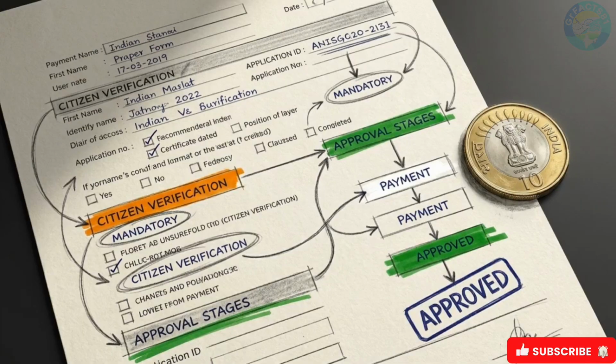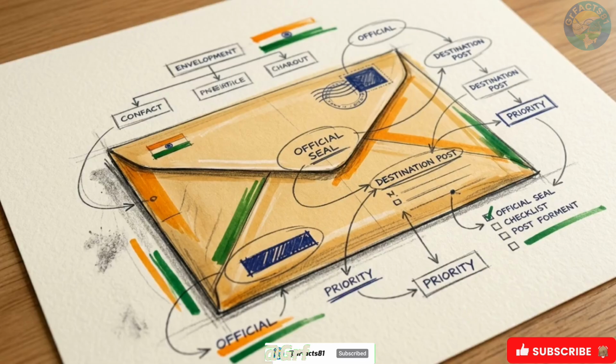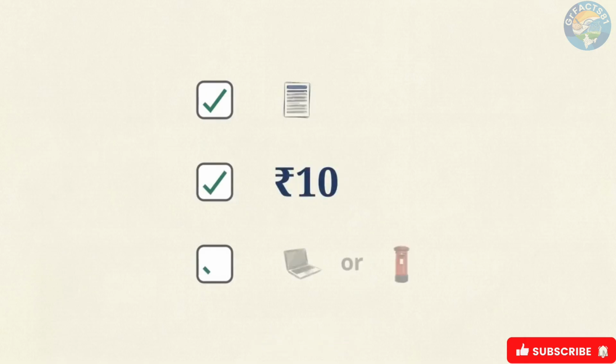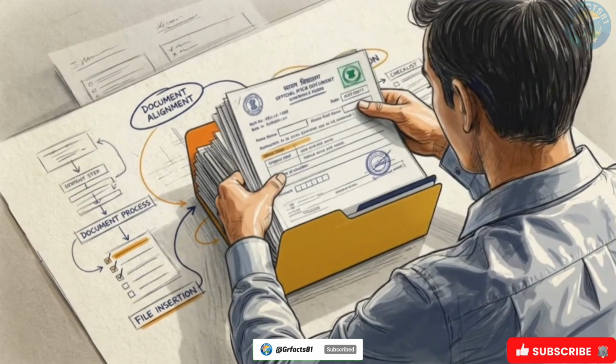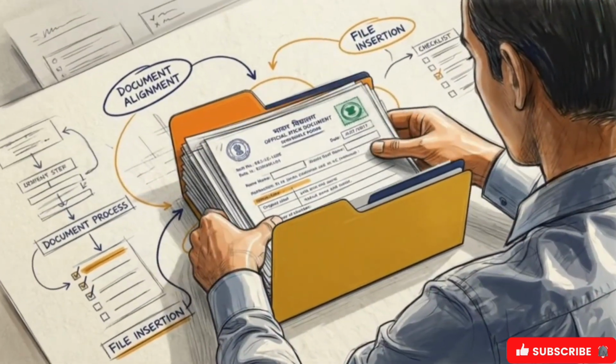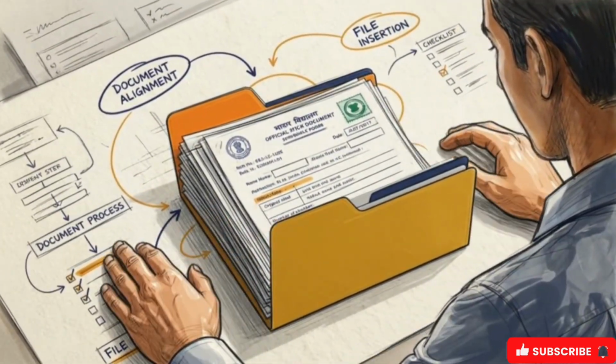By the end of this video, you will know exactly how to draft, pay for, and officially submit your first legally binding RTI application. You only need 3 things to start: a specific question, 10 rupees, and either an internet connection or a nearby post office. Government accountability is a highly structured and highly actionable process. Let's walk through exactly how you execute it today.